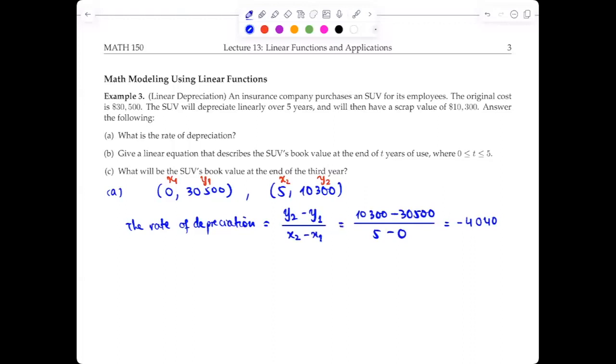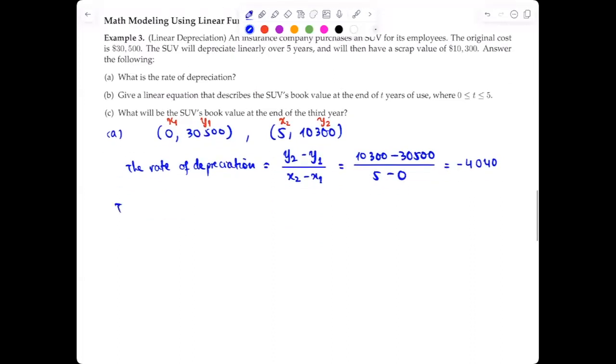So the conclusion is that the rate of depreciation is $4,040 per year. You with me on that? Not a negative value, but in words, you say the rate of depreciation is $4,040 per year.